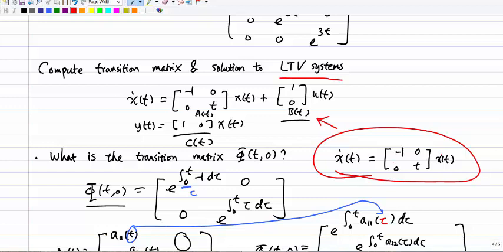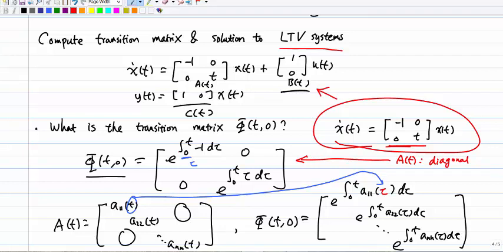Because this is again a special case, this A(t) is diagonal. So it follows the special case I mentioned in my video, so you can make your life easier. The transition matrix is e to the integral from 0 to t of negative 1 dτ, and 0, 0, and e to the integral from 0 to t of τ dτ. What I mentioned in my special case is that you change every variable in your diagonal entries from t to τ, integrate from 0 to t, so replace every t by τ.